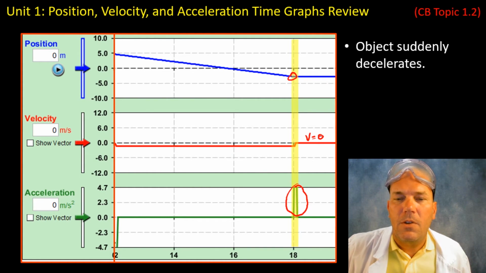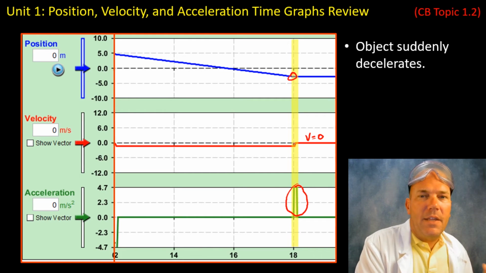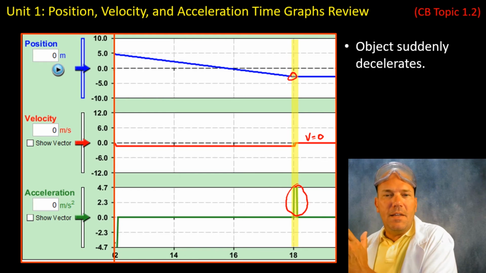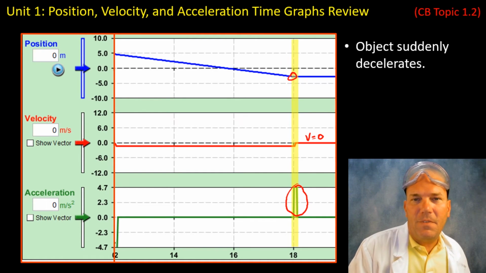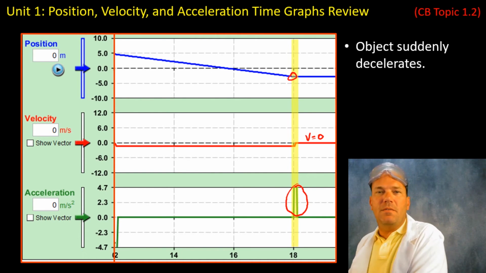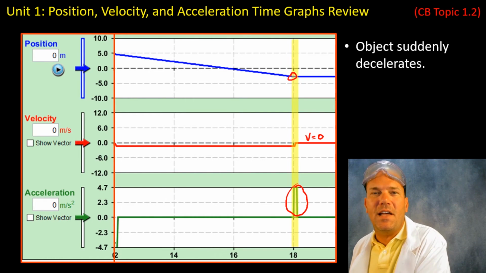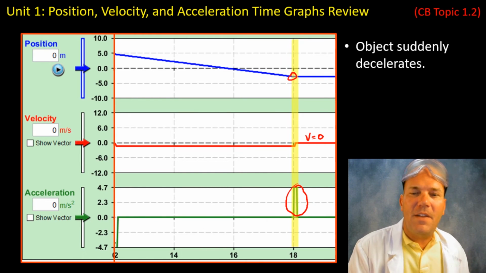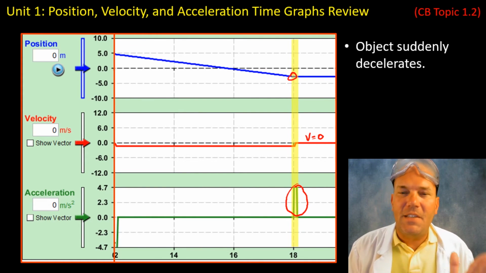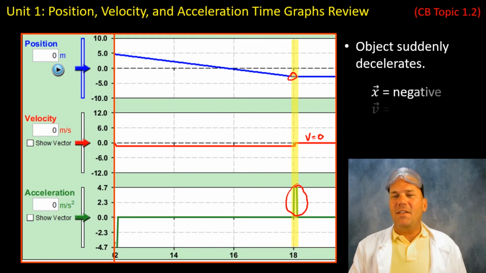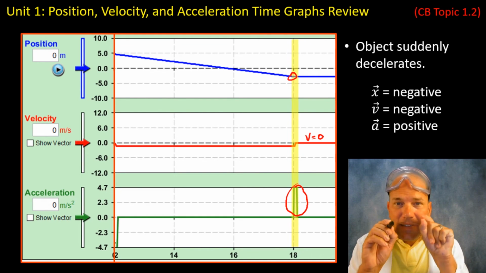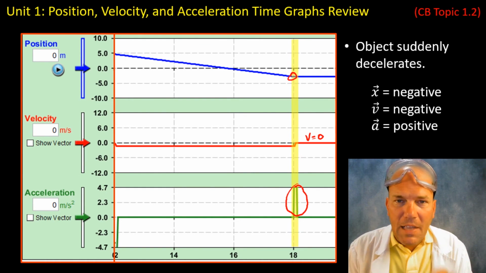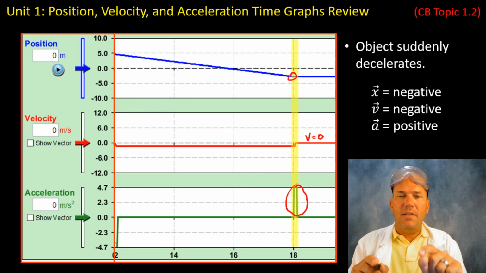So v equals 0 at this moment here, and it has stopped. So again, moving to the left, but it stops. If it stops, the vector is positive and to the right for acceleration, leading to a change in velocity from a negative value to a final velocity of 0 at the end of this graph. So we have, at this instant, the position is negative, the velocity is negative at that instant.